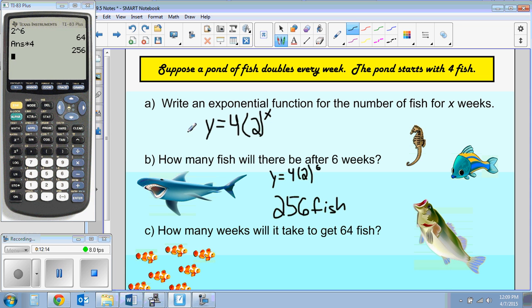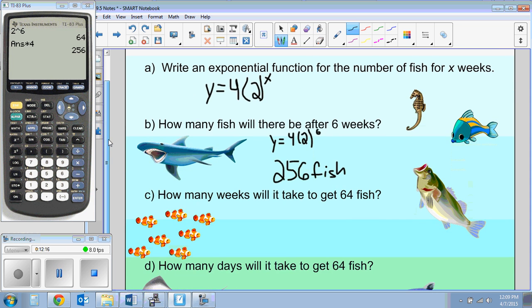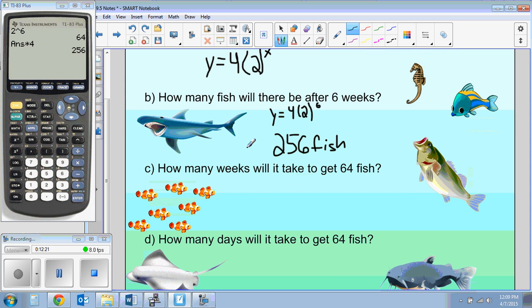And the other part is that we can also plug in for y, and it says how many weeks will it take to get 64 fish. So that means instead of plugging in for x, we're going to plug in the 64 for where y is. We have a couple of different ways of solving this, and the nicest way to do it is to just use our graphing calculator.